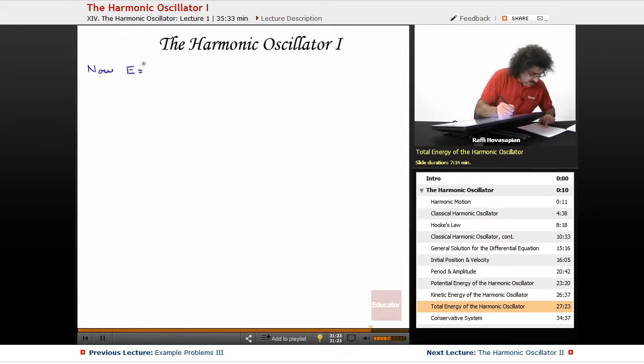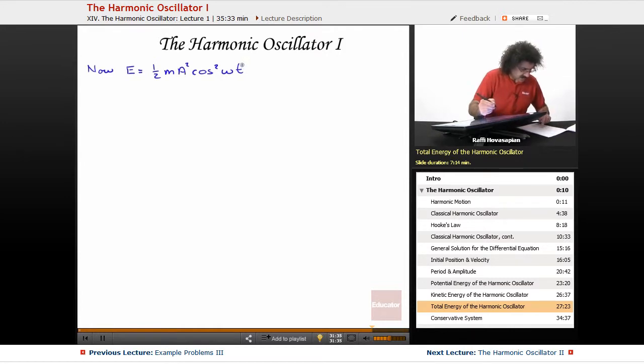Now, let's go ahead and write the energy. So we have our energy is equal to 1/2 m A squared cosine squared omega t. Did I get that? Did I get my equations right here? I'm always messing up my sines and cosines. Kinetic plus potential. Actually, let me just write it the way that I have it written here. Yeah, it's probably better.